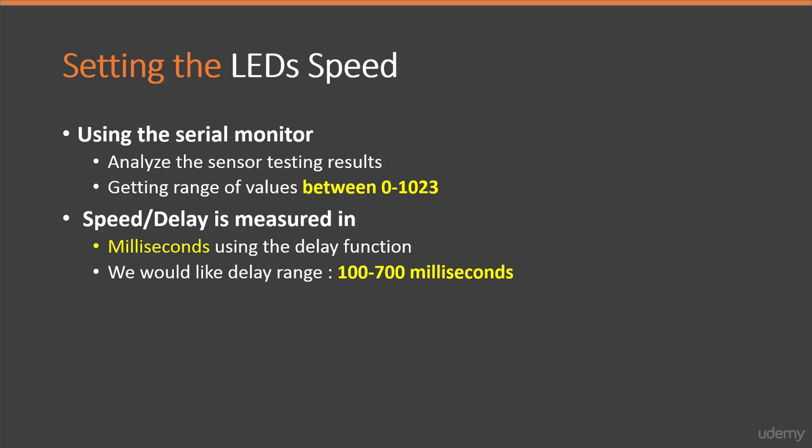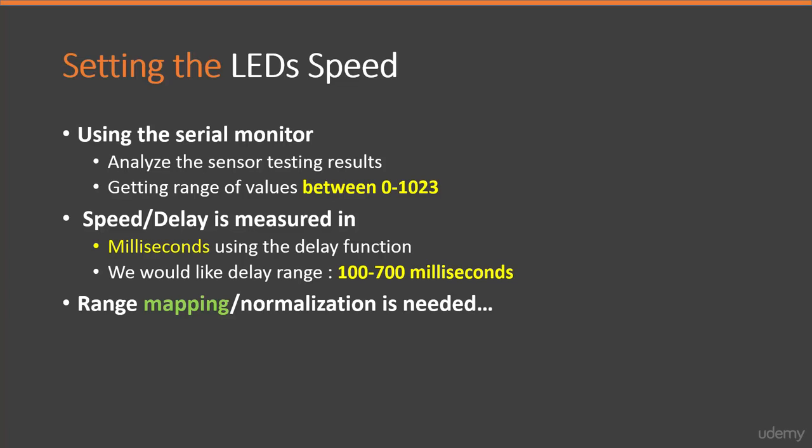However, while using the built-in delay function, speed will be measured in milliseconds, and the relation is of course opposite. More delay is less speed. Let's say that we would like the speed range to be between 100 to 700 milliseconds and not between 0 to 1033. In that case, some range normalization or mapping will be needed.